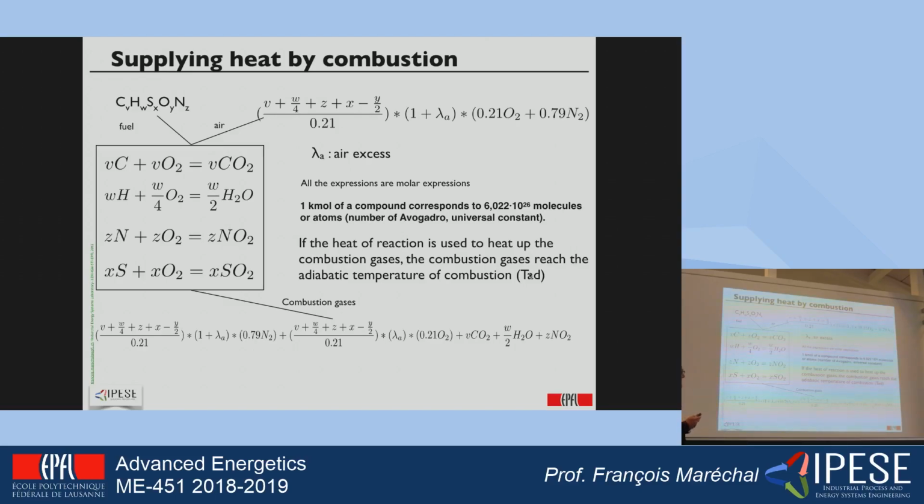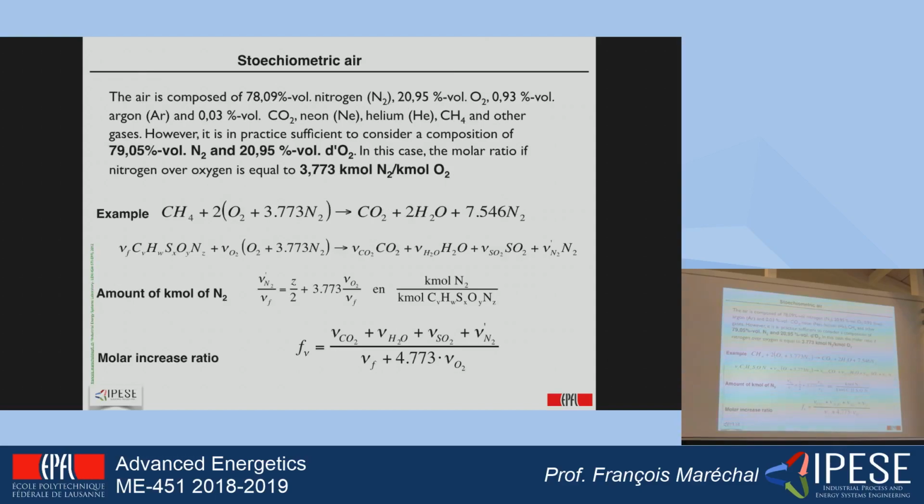And once we have this, we can calculate the hot stream that results from the combustion. Just for your information, I give you the composition of the air, to remind you that the air is composed of oxygen and nitrogen, and the nitrogen is part not of the chemical reaction, but of the thermal balance.